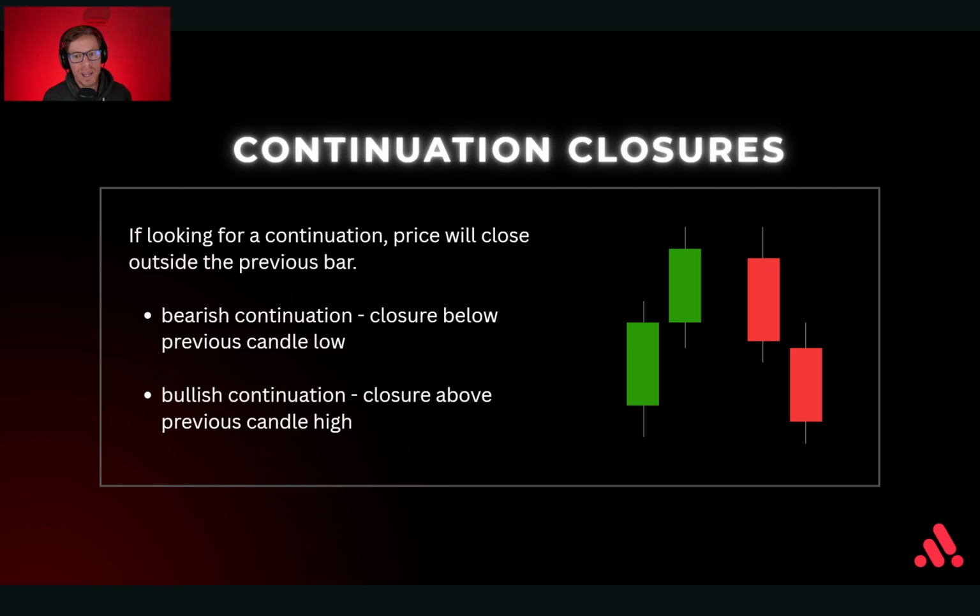For the continuation closes, if looking for continuation, price will close outside of the previous bar. So you can see over here, we've got this bullish candle. Then the next candle closes above the previous high of the previous candle. This is letting us know there's continuation occurring. Bearish continuation is closure below the previous candle low. You can see this candle closing below the previous candle low. And the bullish continuation is closure above the previous candle high, where the body of the second candle closes above the high of the previous candle.